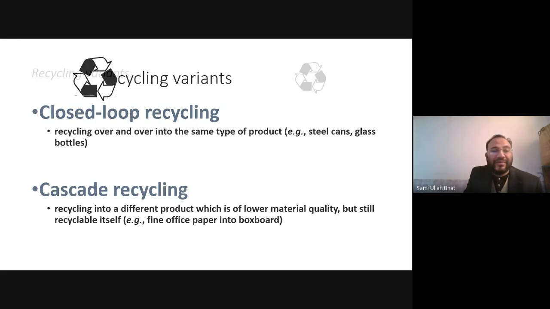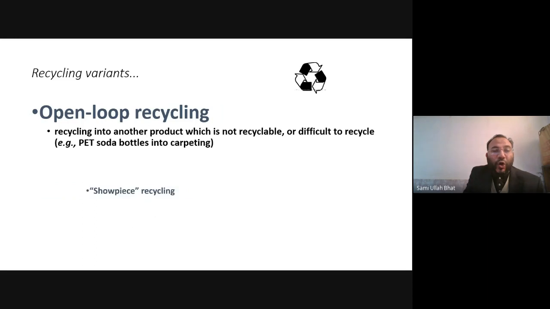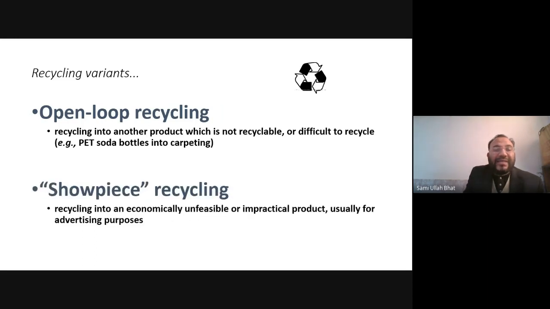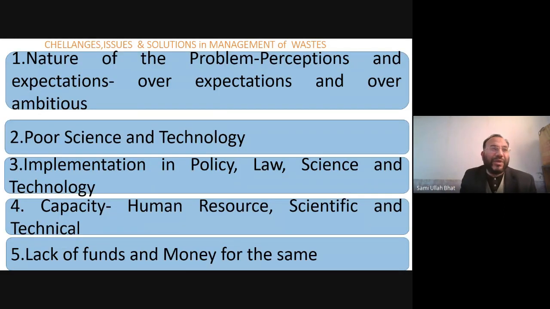This can be done. Then we have open loop recycling: recycling into another product which is not recyclable or is difficult to recycle. For example, PET soda bottles can go into carpeting or, in other words, showpieces for advertisement. All these things can be done.